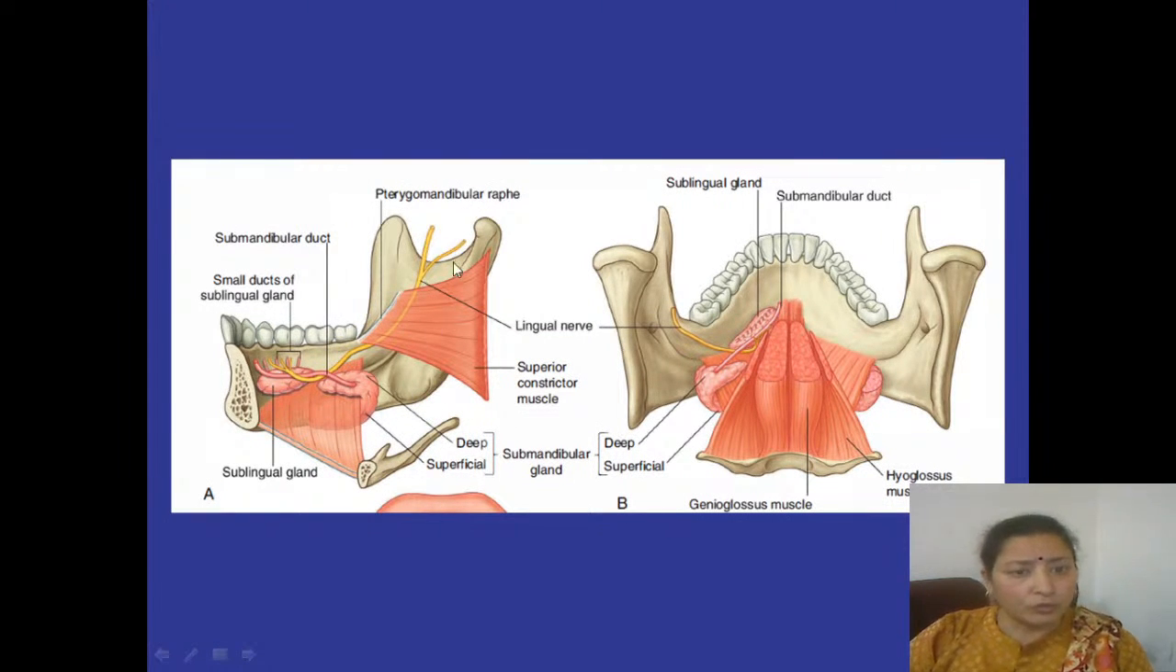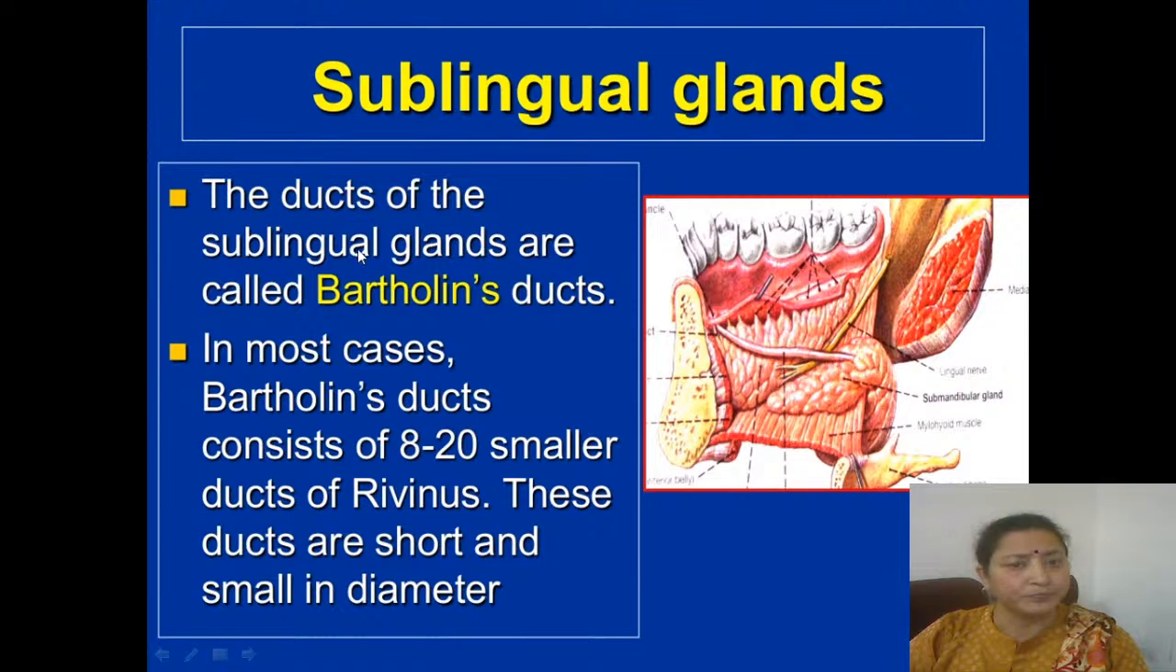This is how it looks, the submandibular gland in relationship to the nerve and how it enters through the floor. Then we have the sublingual glands. The ducts open in the floor of the mouth, and the ducts are called Bartholin's ducts, and there are almost 8 to 20 smaller ductules, the ducts of Rivinus.